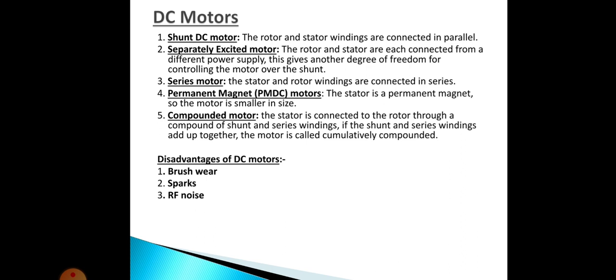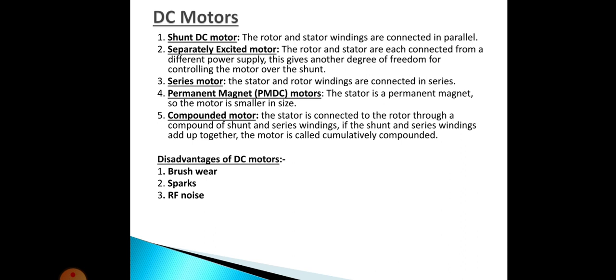Then the next one, the series motor. The stator and rotor windings are connected in series, so it is called a series motor. Then the permanent magnet DC motor, PMDC. The stator is a permanent magnet, so the motor is smaller in size. The disadvantage is that it is only used for low torque applications. Then the compounded motor. Here the stator is connected to the rotor through a compound of shunt and series winding. If they subtract from each other, a differentially compounded motor results.